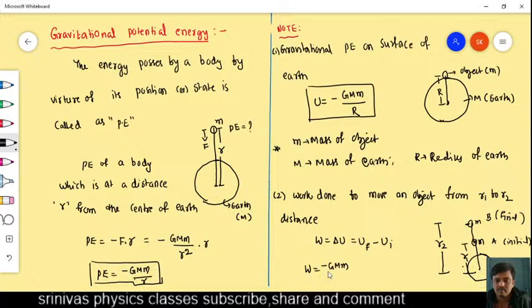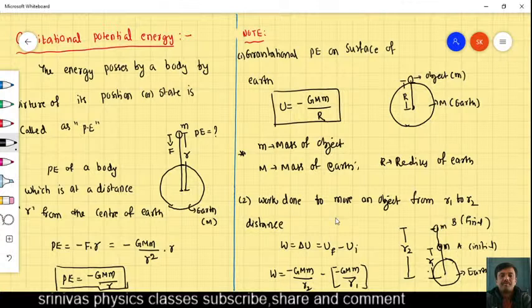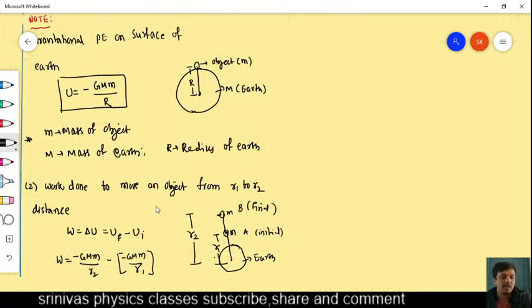Minus GMm by R2 is the final potential energy, minus the initial potential energy, which is minus GMm by R1. Right? This is the formula to find out the work done. If you have any doubt, don't hesitate to ask. You must ask me and get the clarification from me.